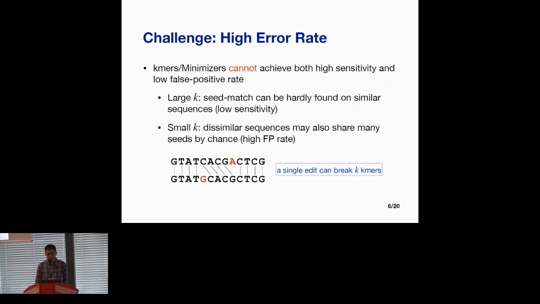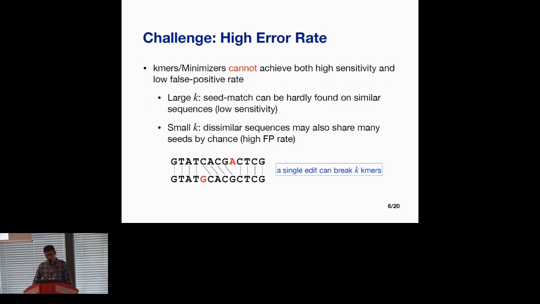However, k-mers are greatly challenged by sequencing data with a high error rate. We argue that k-mers cannot achieve both high sensitivity and a low false positive rate. To see this, consider if we use a large k, then we can hardly find any seed match even on similar sequences. This is because a single edit can break k consecutive k-mers. In this example, we only have 2 edits, but the 2 sequences don't share any k-mer for k of 5 or above. We can switch to a small k, but then dissimilar, unrelated sequences will also share many seeds.